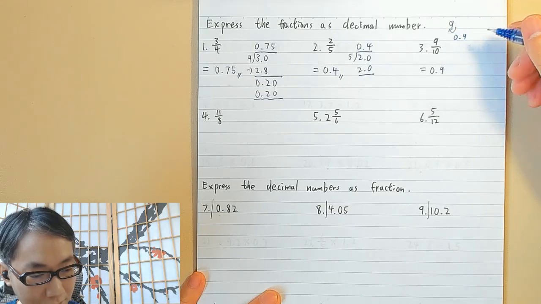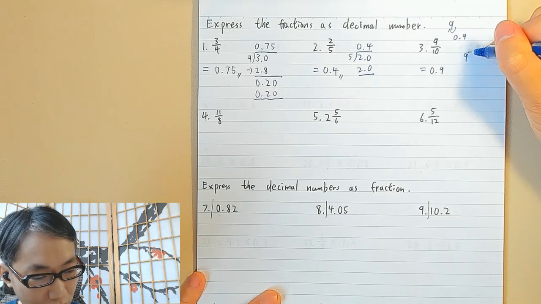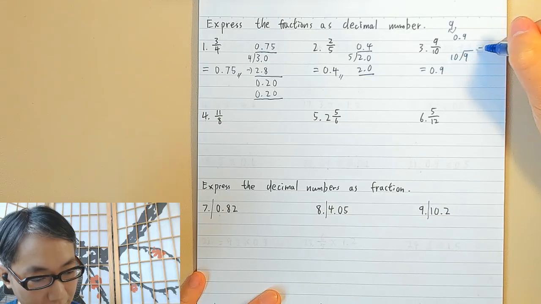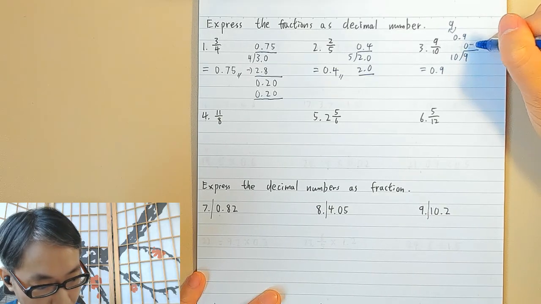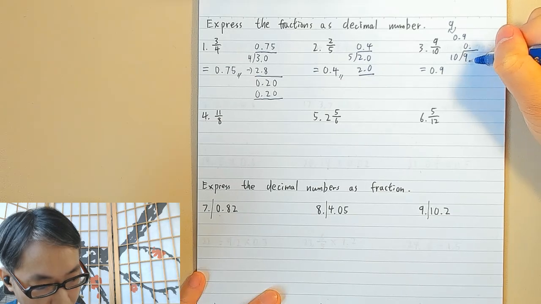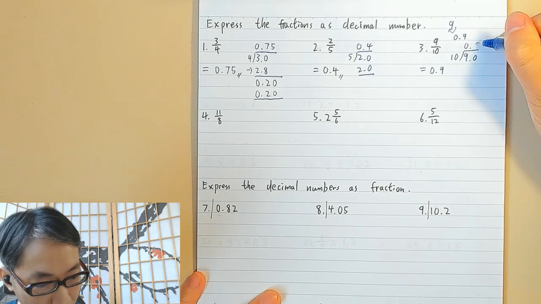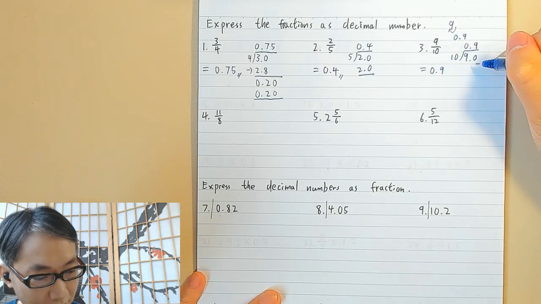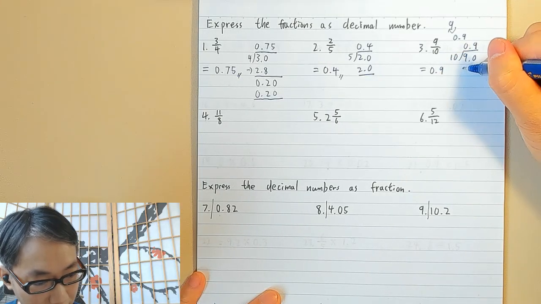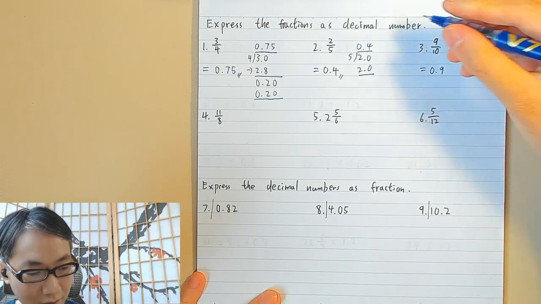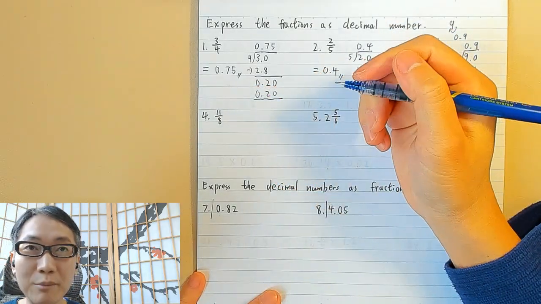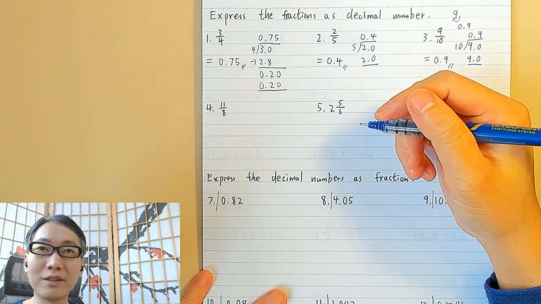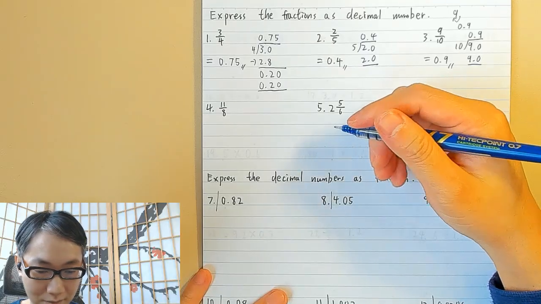You can also do it the original way. 9 divided by 10 is less than 1. So 0.9 times 10 is 9. Okay. Number 4, 11 divided by 8.